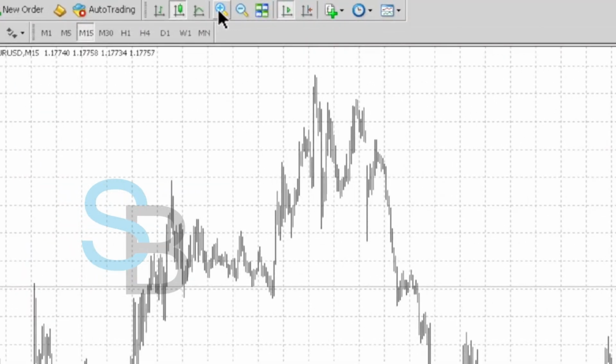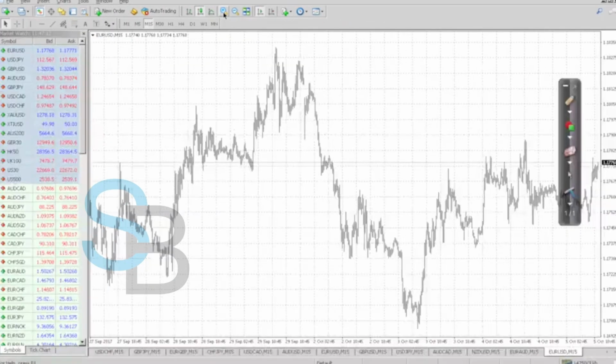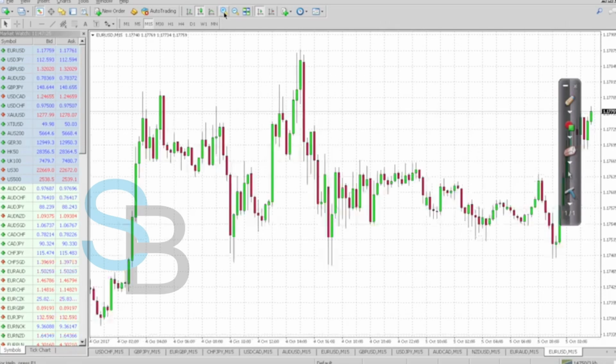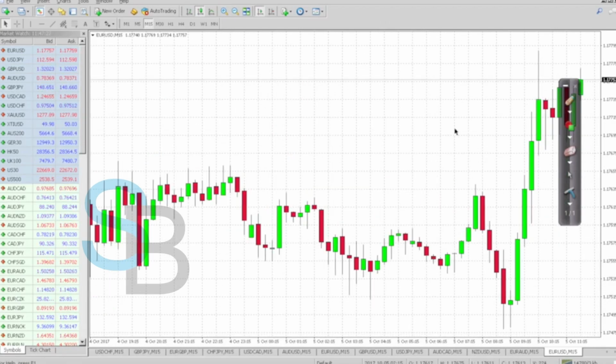Now, this is the zoom in tool. You can click here to zoom in. So when you zoom in, you can see it looks more like what we talked about earlier on, right, with the red and green candles.